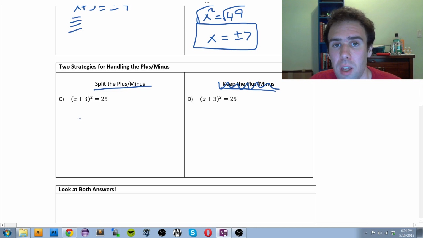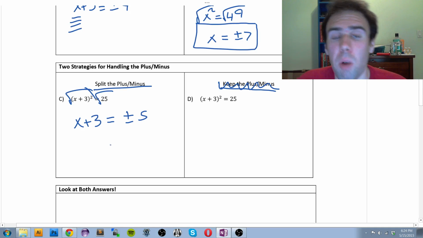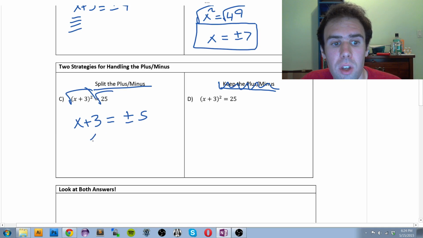We notice that the furthest operation from x is our x squared, and in addition, we need to start undoing our operations. So if I square root both sides, my square will go away. I'm left with x plus 3. And on the other side of the equation, I have my plus or minus 5. Now what that's signifying is there's actually two equations here.